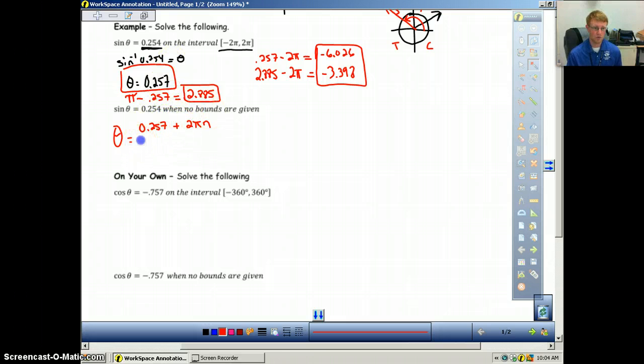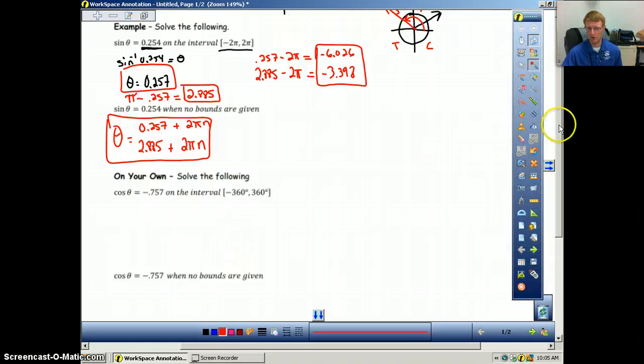And then our other answer would just be 2.885 plus 2 pi n again, because again, that's any multiple of 2 pi. That would be what your theta is if no bounds are given, because our initial values are 0.257 and 2.885, and then any 2 pi after each one of those. So that's where your values would be.